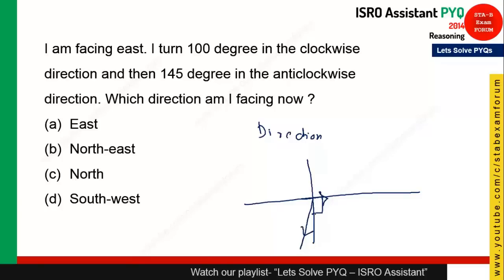As you know, this is 90, and this is 100, and for 145 this much is 45 degrees, so in total this angle is 145 degrees anti-clockwise. So now he is facing in this direction. What is this direction? This is north, this is east, northeast is the answer. So option B is the correct answer.